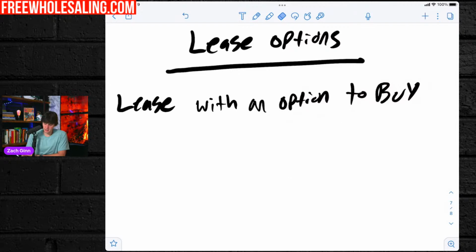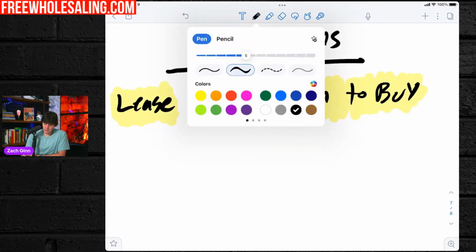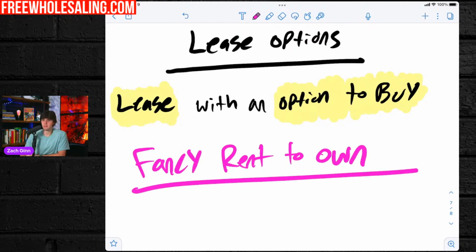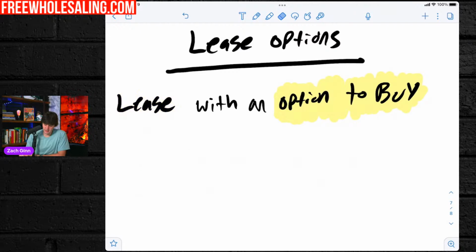So that being said, let's explain this one more time. I'm going to lease it, and at the end of the lease, I have an option. I'm allowed to buy it. In my mind, it is basically a fancy rent to own. That is it. It's just a fancy rent to own term. That is what a lease option is. Don't get it all confused, but that is what a lease option is. So it's a lease with an option to buy.